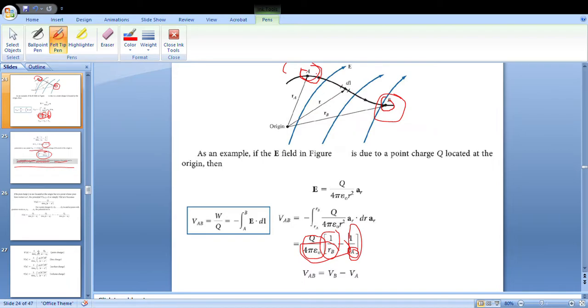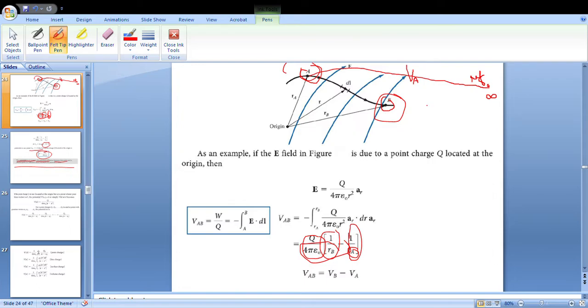Now, if we want to calculate the exact potential at point A, we have to choose one point at infinity. This is called the reference, right? Now, if you measure the potential difference between point A and this reference, which is at infinity, this will give you VA.